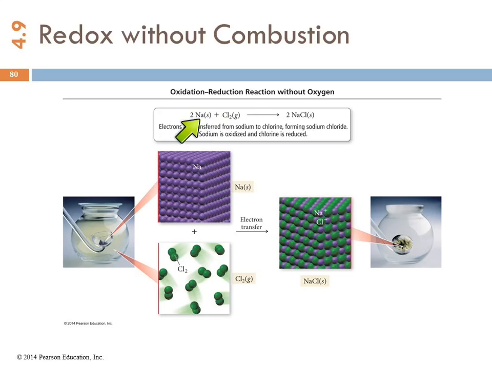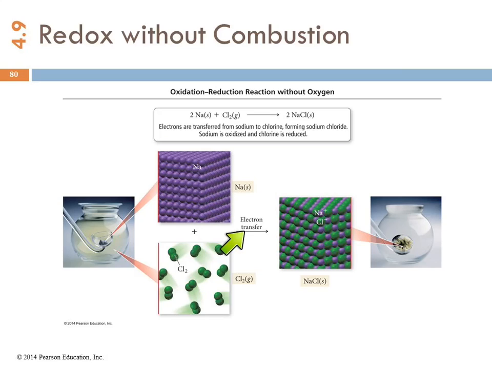Sodium metal and chlorine gas react to form sodium chloride salt. So here this greenish yellowish gas is chlorine gas. And in this little bowl on a stick, we have some sodium. And these will react to form sodium chloride.